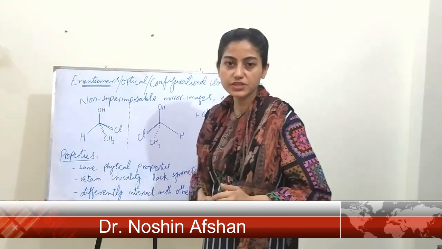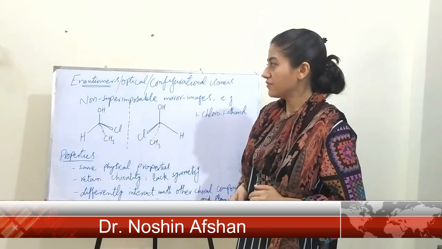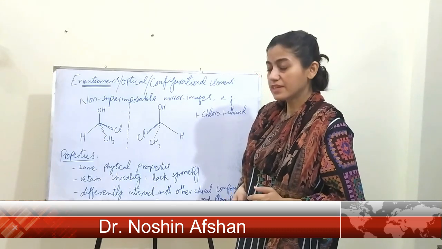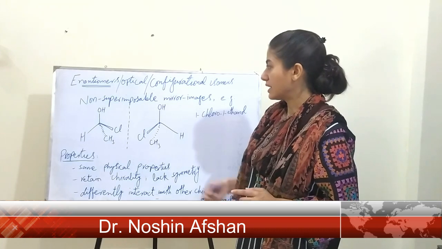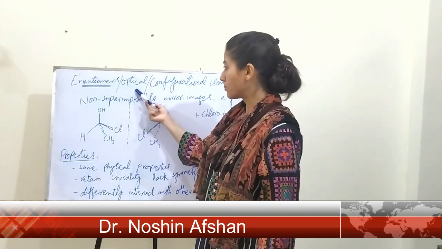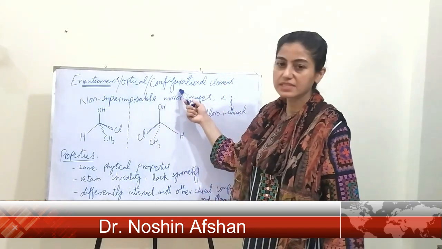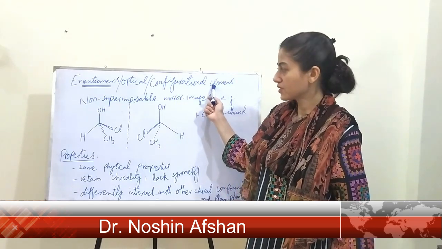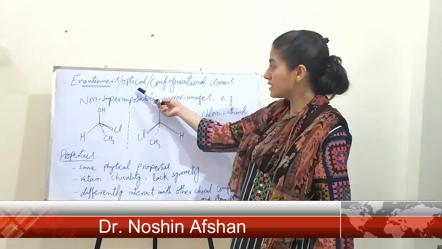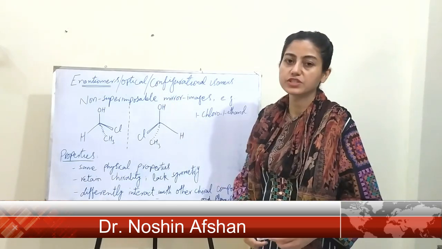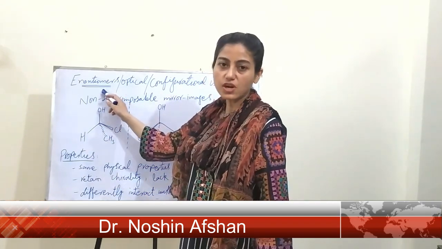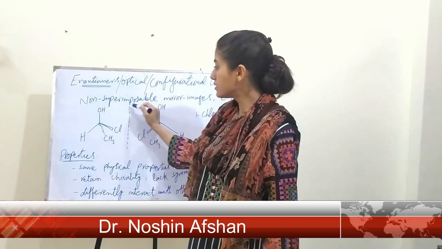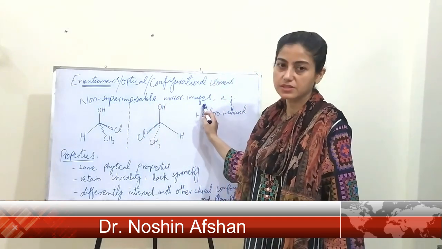First of all, the introduction of the enantiomers, in which we will study what the enantiomers are and their different names, as enantiomers are also called optical isomers as well as configurational isomers. We will also see why they are called optical or configurational isomers. So enantiomers are such isomers that are non-superimposable mirror images.